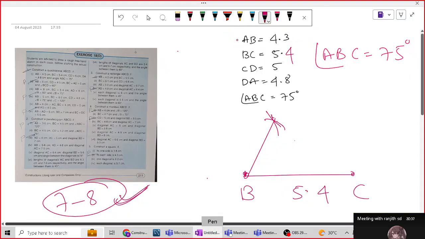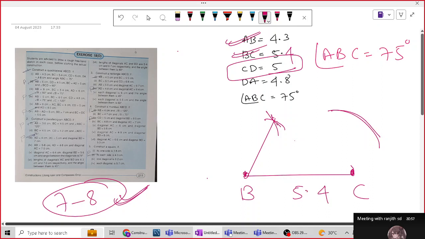Next, which alphabet is left? We have done with AB, we have done with BC. What are the values left? CD and DA, right? Okay, take CD 5 centimeters, students. From C, take 5 centimeters and cut an arc like this.